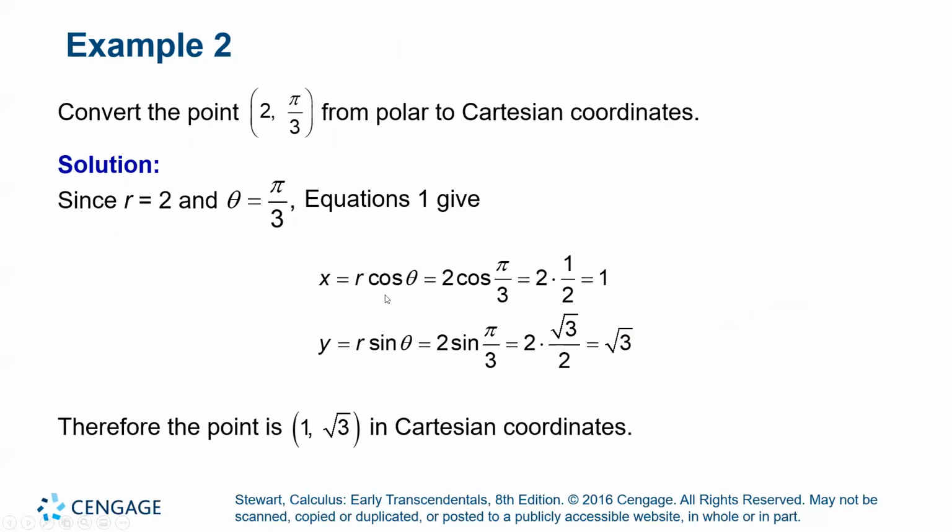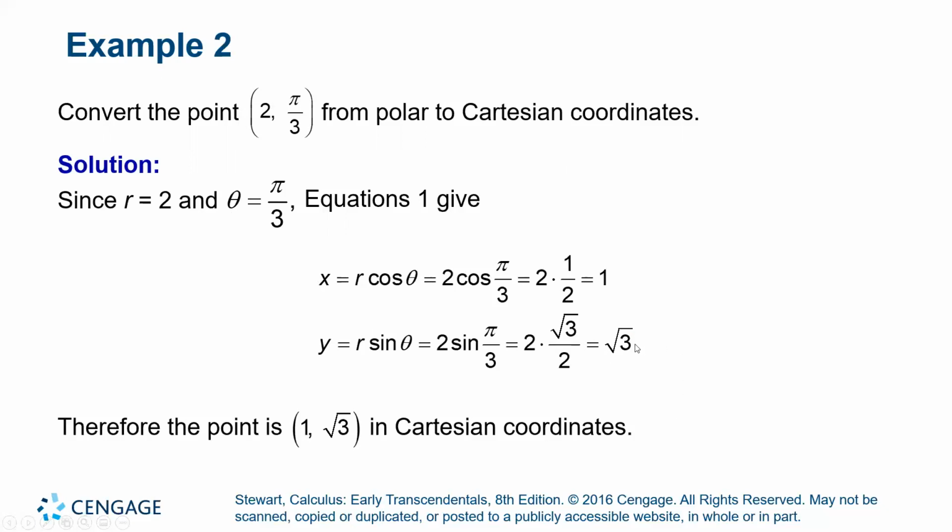So in our next example, let's convert a polar point into an xy point, Cartesian coordinates. So we have r is 2 and theta is pi over 3. So if we use our equations, r cosine theta and r sine theta, simply substituting in r and theta, we end up with x is 1 and y is square root of 3.